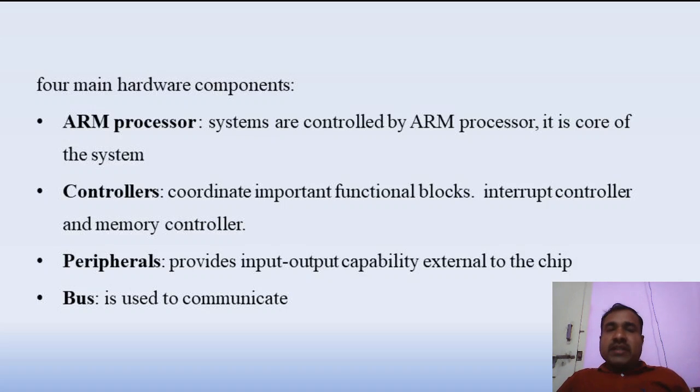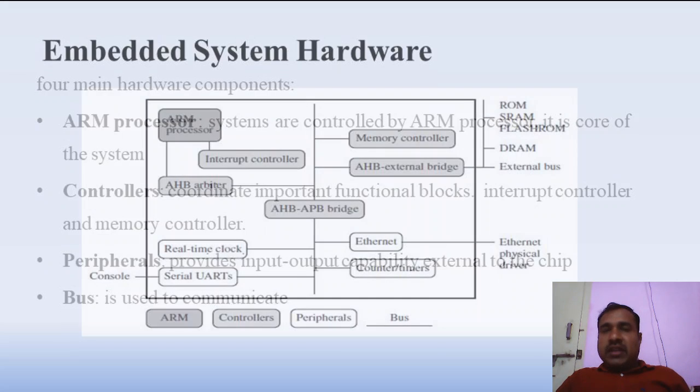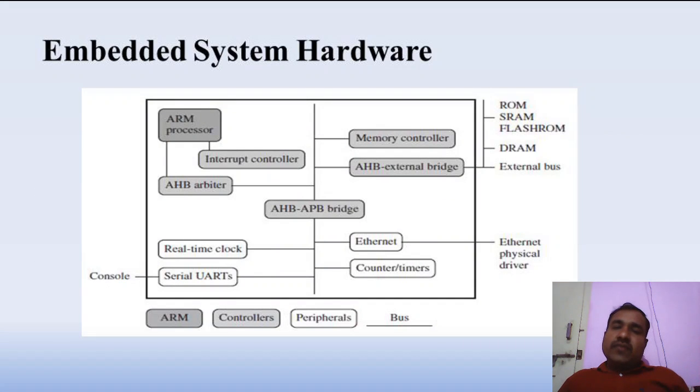The last one is the bus. Buses are used for connecting different blocks and for communicating information from the processor to peripherals. So this is how an embedded system looks. The embedded system, which is designed using ARM, has an ARM processor inside it.